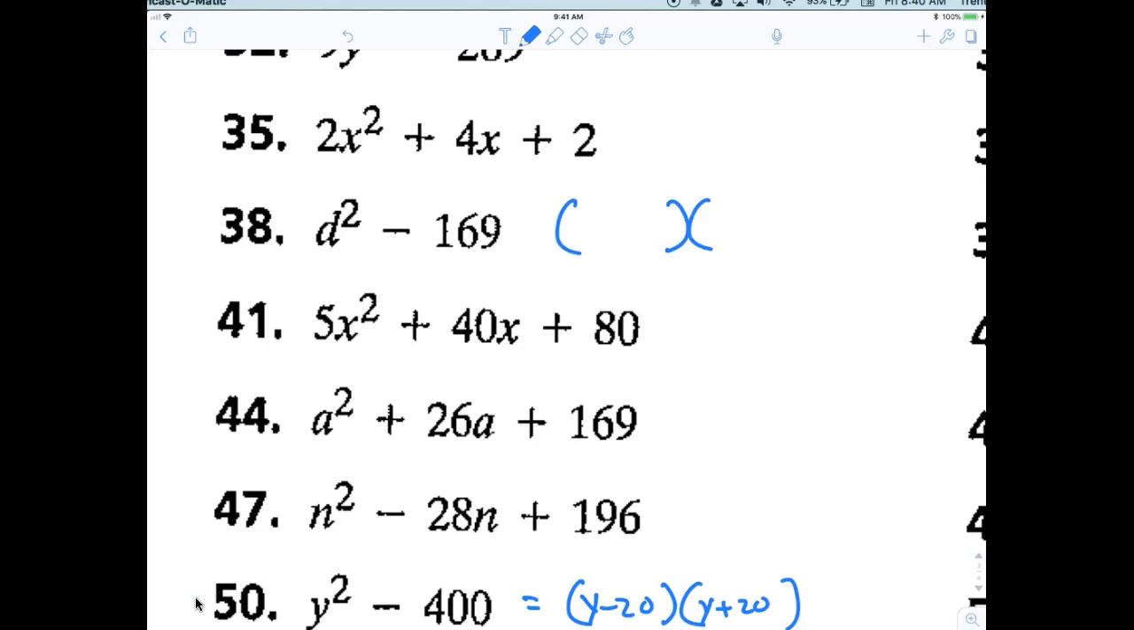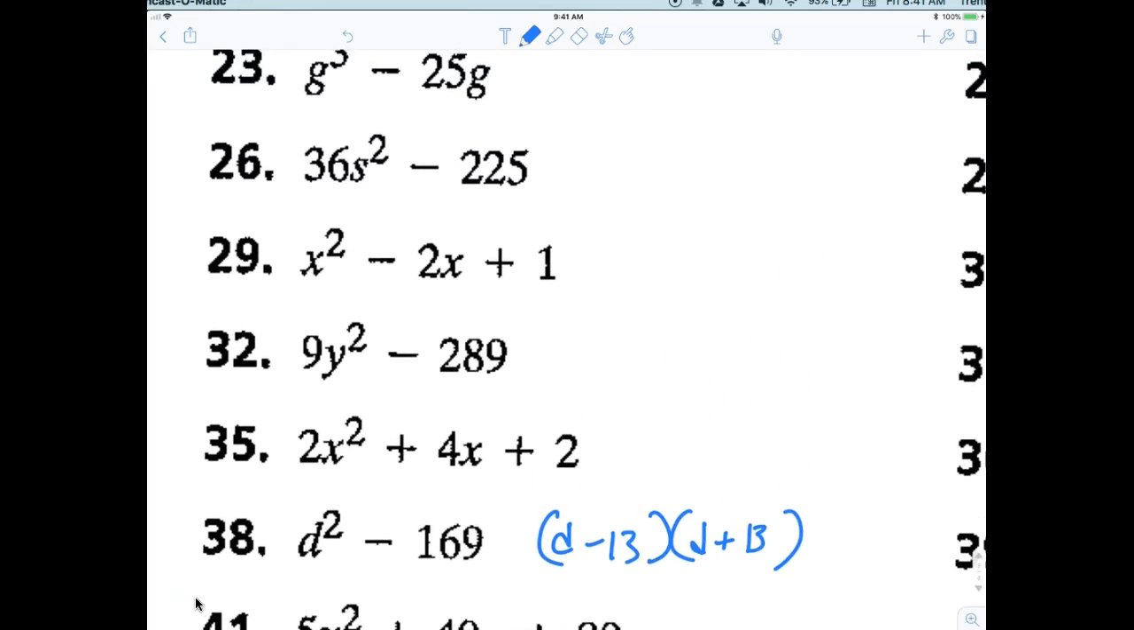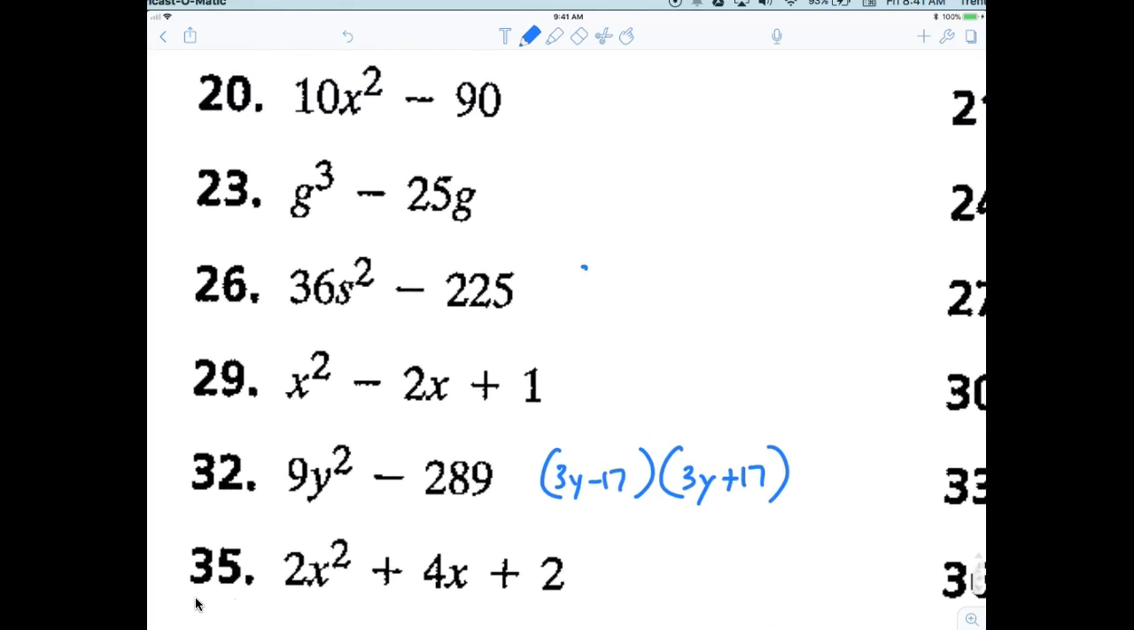Let's go, Hayes. 38. D minus 13. Good job. D minus 13, d plus 13. Carry on. You know what 289 is? Everybody know what 289 is? Is it 17? Very good. So go ahead. Okay, 3y minus 17, and then 3y plus 17. Excellent.